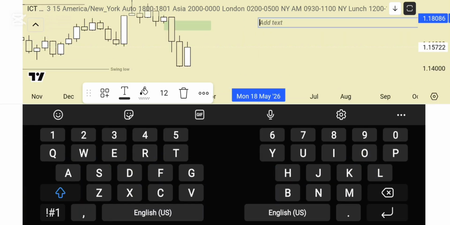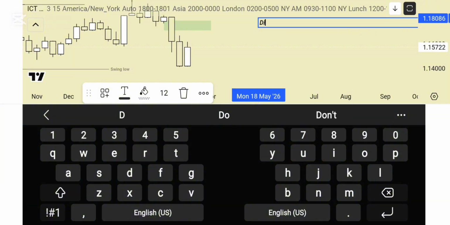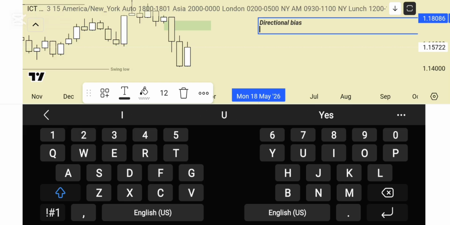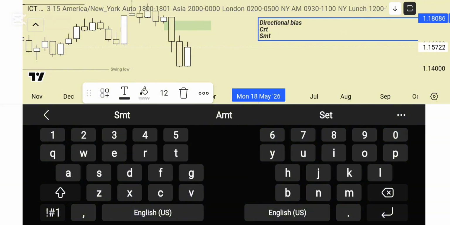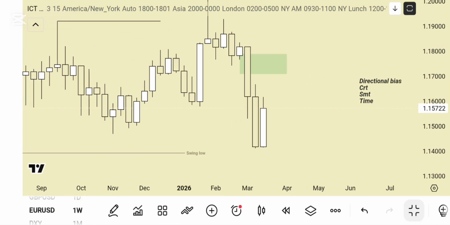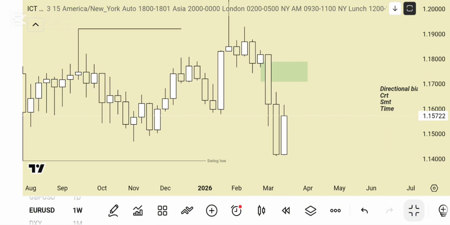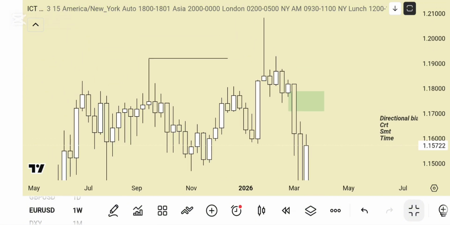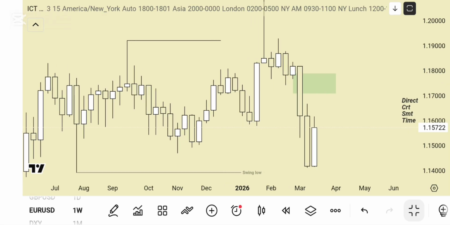So first of all, we need what? Direction. In the journal, what? Bias, SMT, CRT. First of all, then what? SMT, then what? Time, which is the most important one. Directional bias, CRT, SMT, and what? Time.